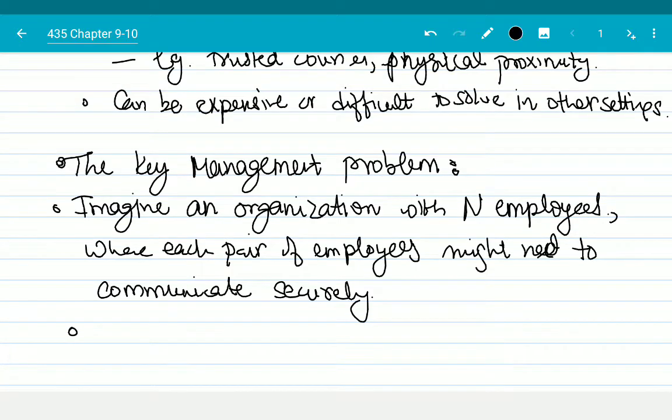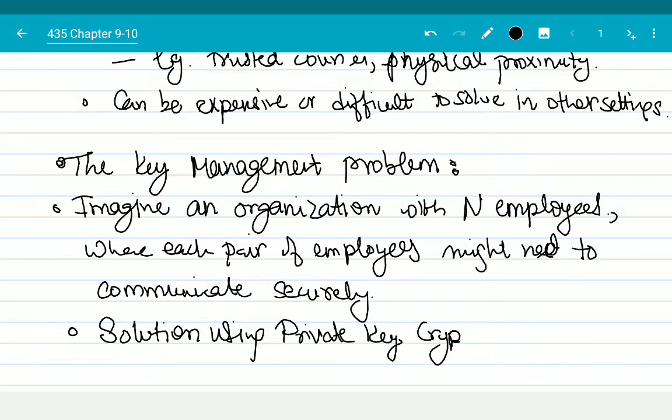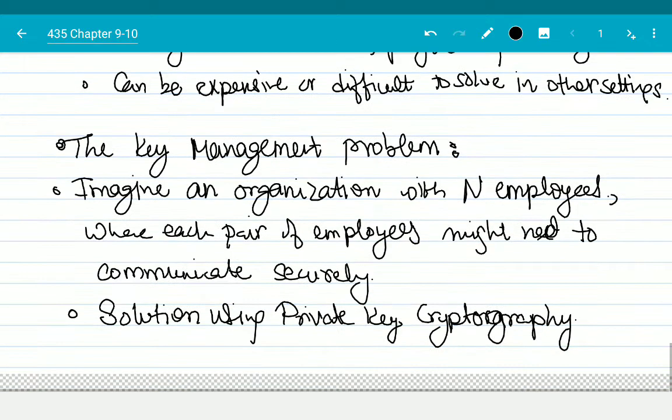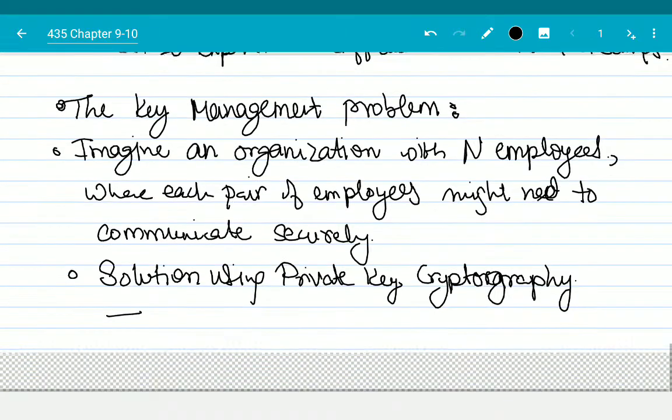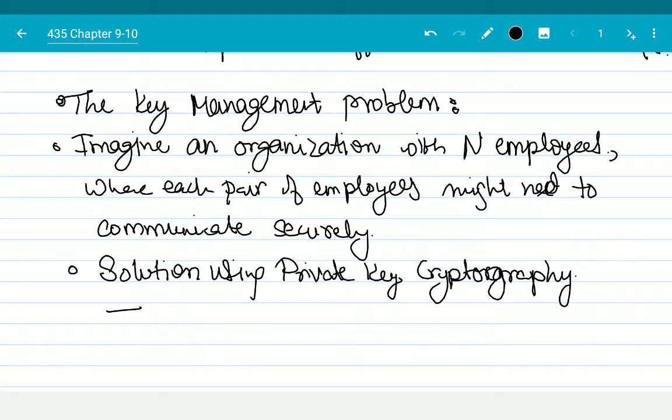The solution using private key cryptography is not really elegant, right? It says, well, you just want everyone to communicate, so give each pair their own key. So each user shares a key with all other users.